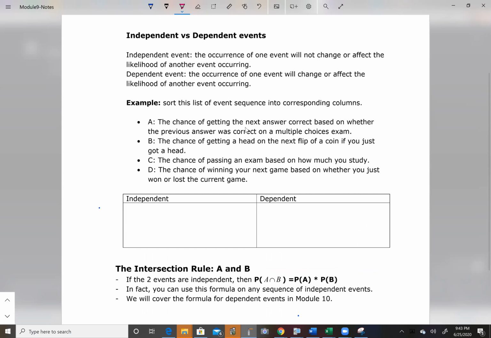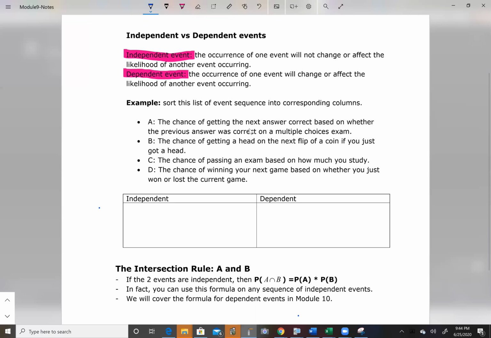Independent event. The occurrence of one event will not change or affect the likelihood of another event occurring. Dependent event. The occurrence of one event will change or affect the likelihood of another event occurring. So it gives us some examples. Let's go through these.